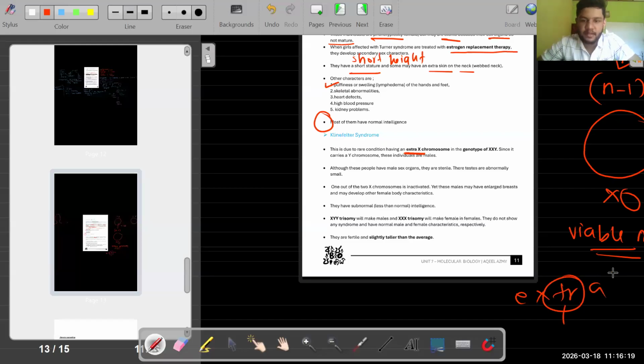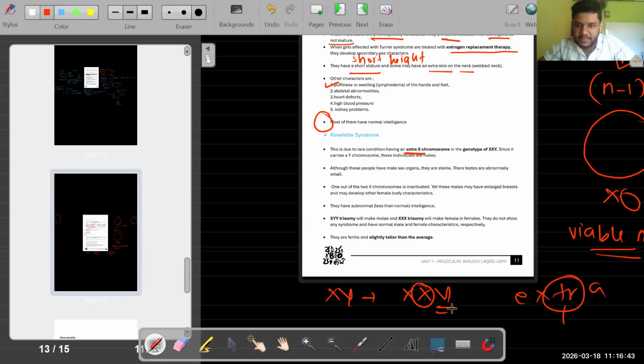With a genotype of XXY, since it carries a Y chromosome, these individuals are male. A normal male has XY, but here they have XXY, an extra X chromosome. But as they have a Y chromosome, they are males phenotypically, but still they show some abnormal characteristics. Let's see what they are.